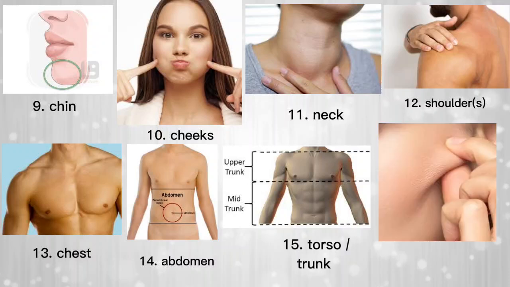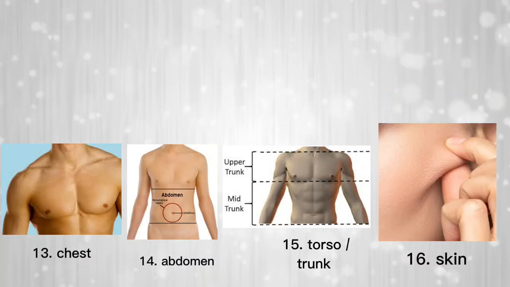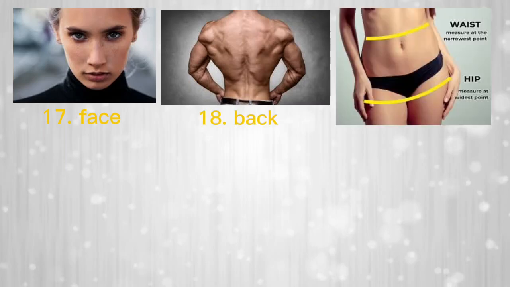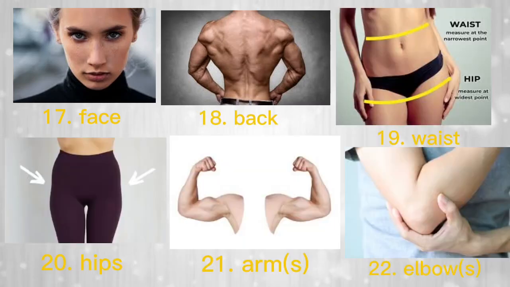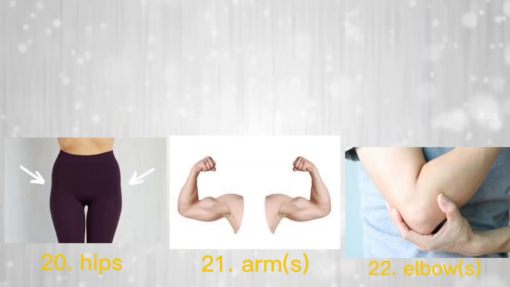12, shoulders. 13, chest. 14, abdomen. 15, torso or the trunk of the body. 16, skin. 17, face. 18, back. 19, waist. We measure at the narrowest point. 20, hips. We measure at the widest point.